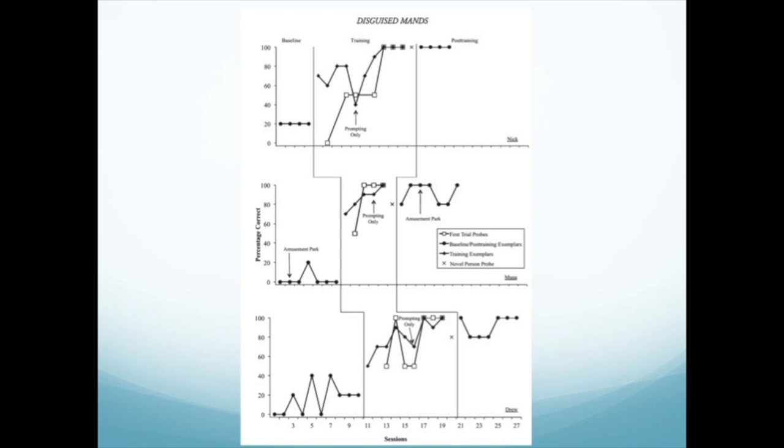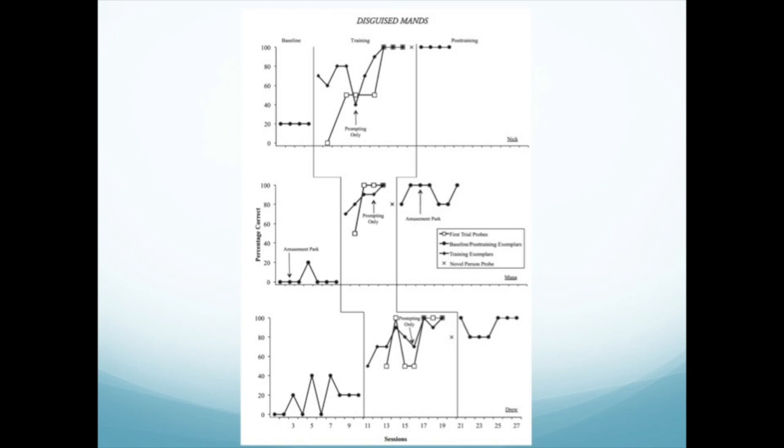Figure 1 displays the percent of correct responses to disguised mands for Nick, top panel, Musa, middle panel, and Drew, bottom panel. Although some correct responding occurred in baseline, consistent correct performance was not associated with any of the disguised mands. Nick responded correctly during 20% of trials in baseline sessions.